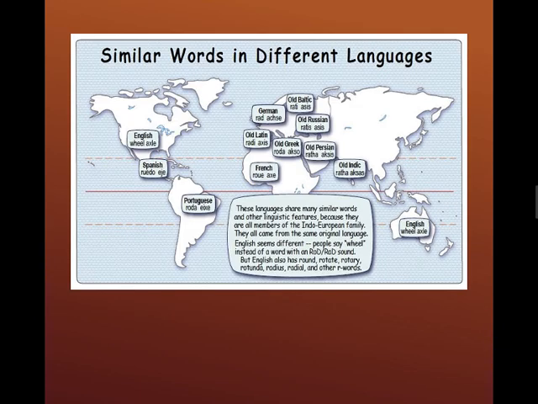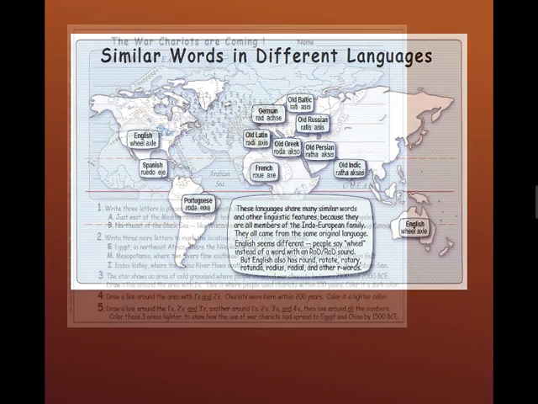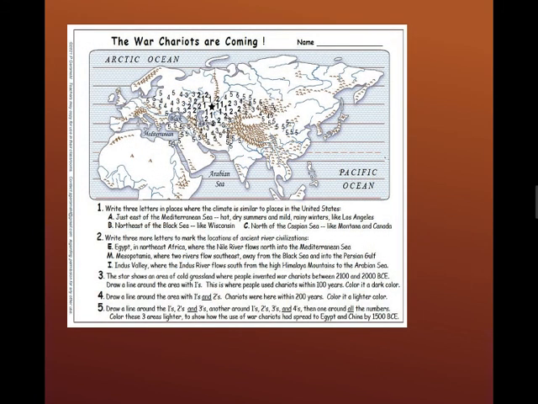There's also a worldwide version of the words in different languages, and a little short activity that I didn't show you about the spread of the war chariots, because the people from north of the Caspian actually wound up selling chariots to people in Egypt, Mesopotamia, and China.